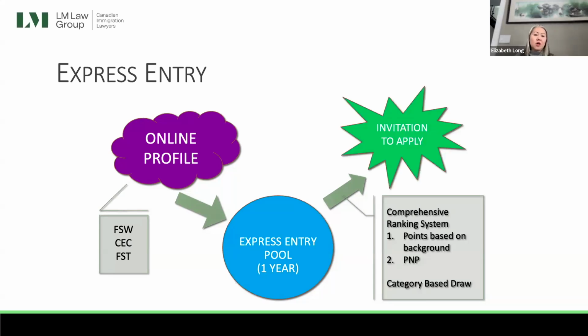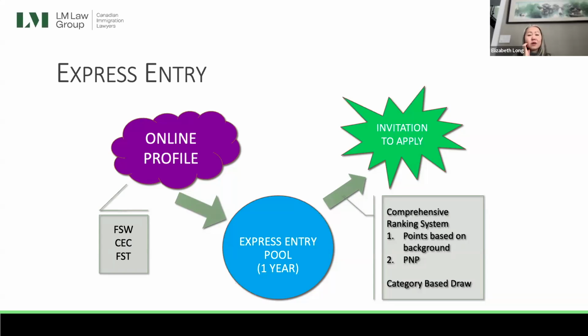They invite people based on things like which category they qualified under, your points, and also there's such a thing as category-based draws, which we will talk about later on. It's only after you get that invitation to apply that you can actually apply for permanent residence and submit your application. If you don't get an invitation to apply, your online profile will expire after a year and you'll be kicked out of the pool.